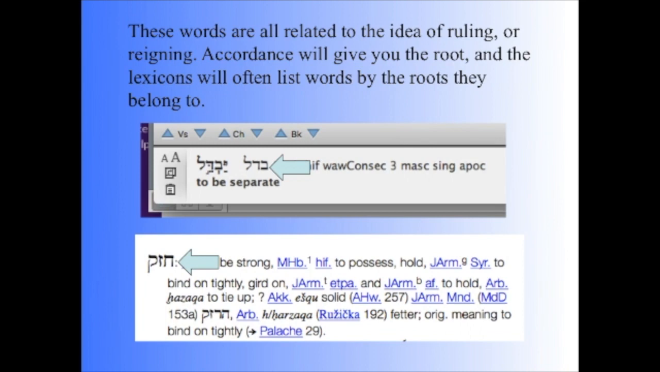Also, lexicons are often arranged by root. Halot, which is what is used in Accordance, will list all the verbs beginning with their root. You can see this again indicated by the arrow, the root chet, zayin, kof. Now the older lexicon, Brown, Driver, Briggs, also grouped all nouns, adjectives, etc. under that same root as well.